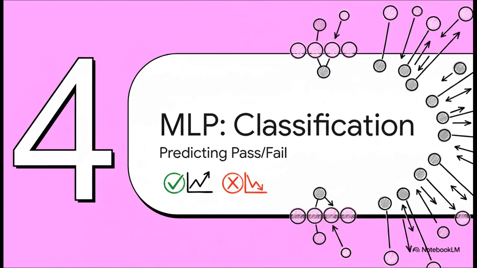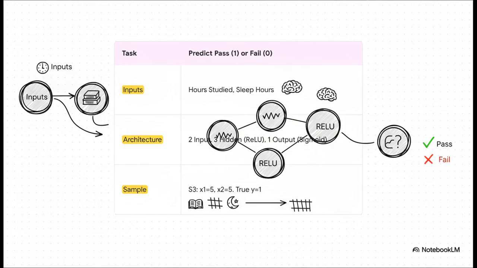All right, that's enough theory for now. Let's see how this all actually works in practice. We're going to build a simple multi-layer perceptron, or MLP, to solve a classic classification problem. So here's the scenario. We want to predict if a student is going to pass or fail their exam based on two simple inputs: how many hours they studied and how many hours they slept.